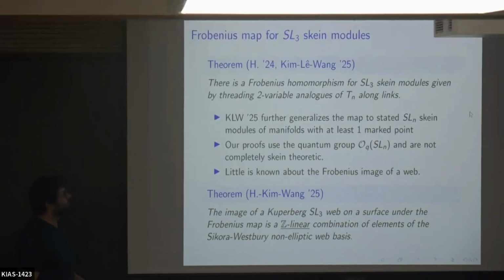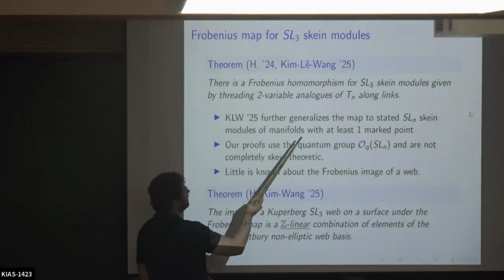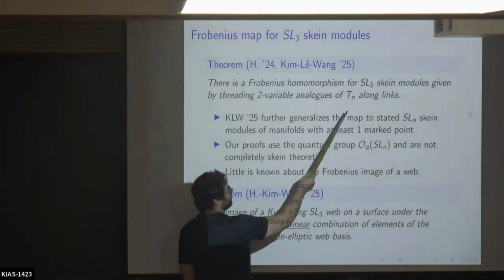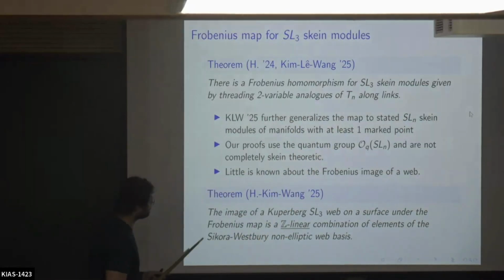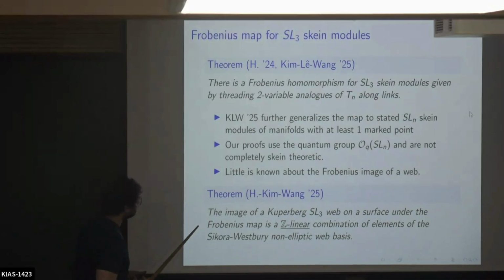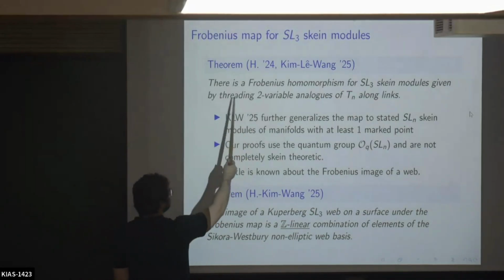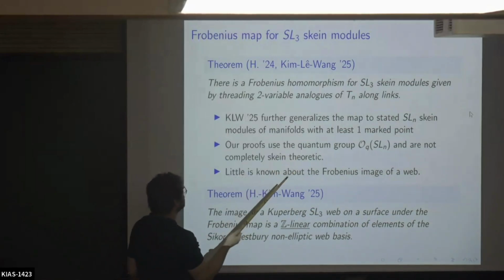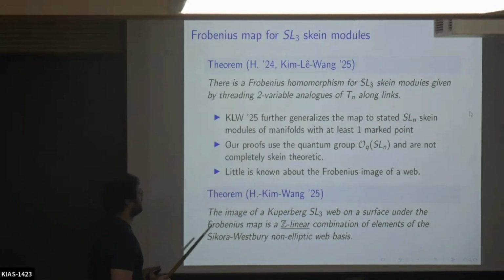So for SL3, there are these trivalent webs for SL3, these Kuperberg webs, and the Skein module is actually spanned by links. And we know that a link should be threaded by a 2-variable analog of the Chebyshev polynomial. And the fact that it has 2 variables is because SL3 has 2 fundamental representations instead of 1. And the Skein algebra of the annulus is a 2-variable polynomial ring in that case. So we can show that the Frobenius homomorphism for SL3 Skein modules exists, and we know what it does to links.